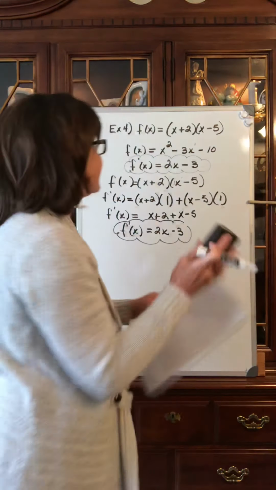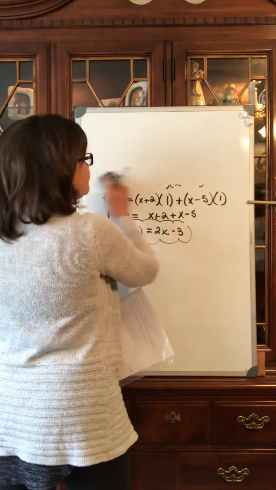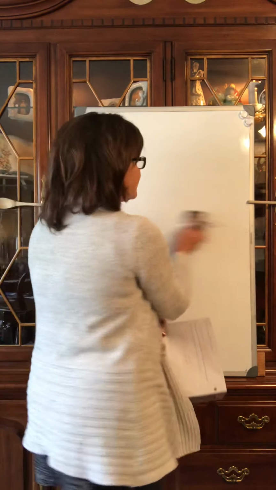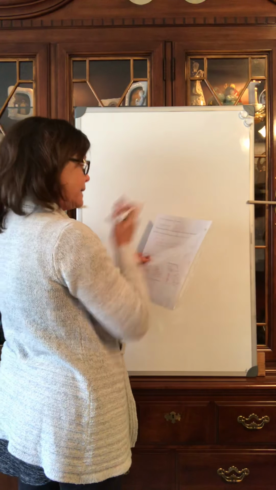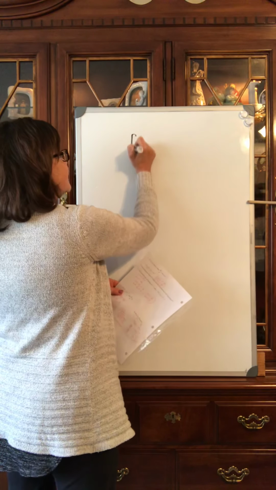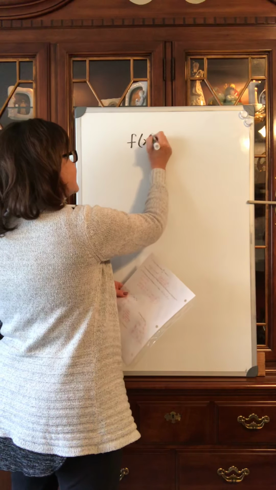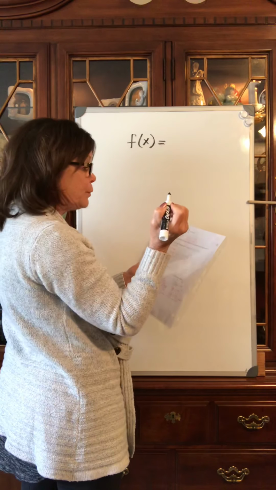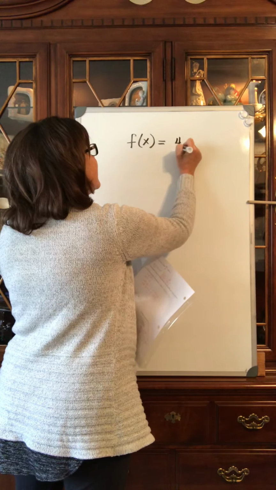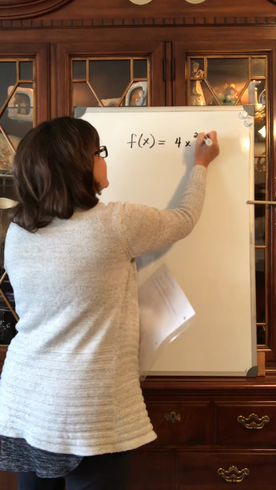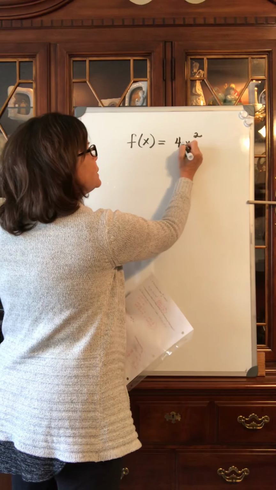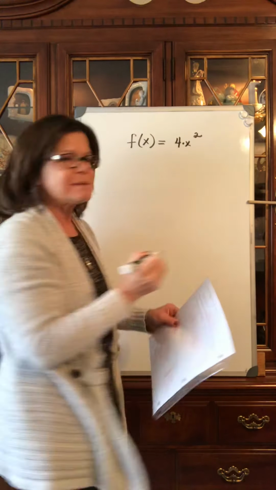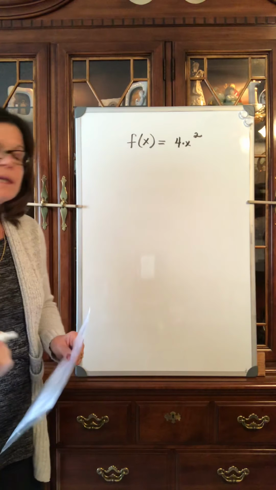Example number 5 on the back. It's kind of straightforward again, and it really just follows a shortcut. But example number 5 is saying that the function f of x is equal to 4x squared. When you have a constant times another function, this is really 4 times x squared. I know we don't usually look at it like that.